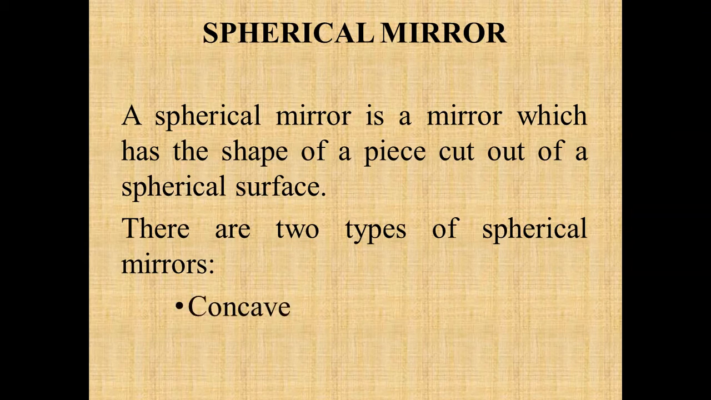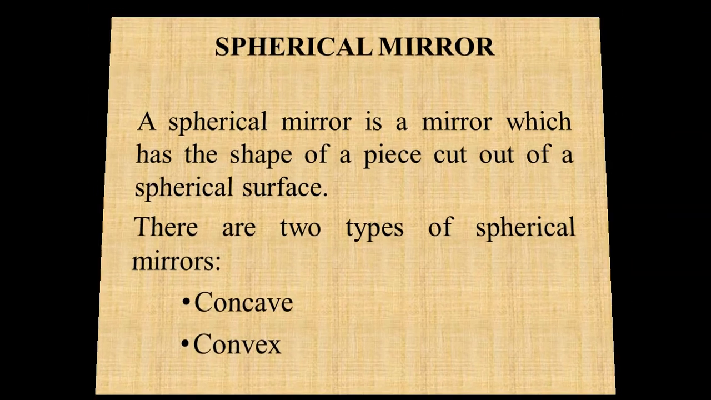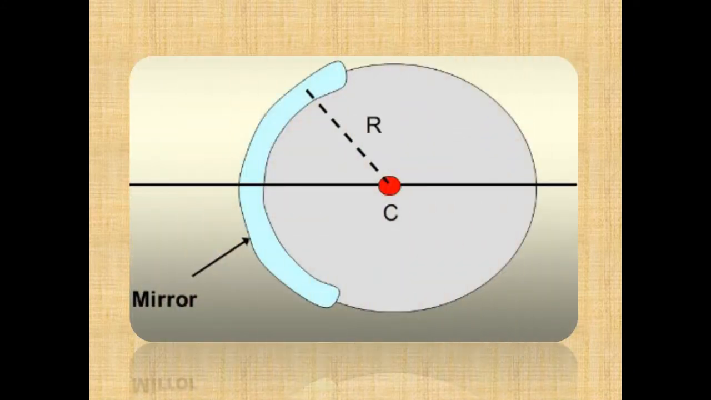Two types of spherical mirrors are there, concave and convex. So here you can see this is the sphere of the glass in which a surface has been cut out. Depending upon the reflecting surface, this mirror has been categorized into two parts. One is the concave mirror, if the inner surface is the reflecting surface and the outer is silvered. And second is the convex mirror, if the inner surface is silvered and the outer surface is the reflecting surface.